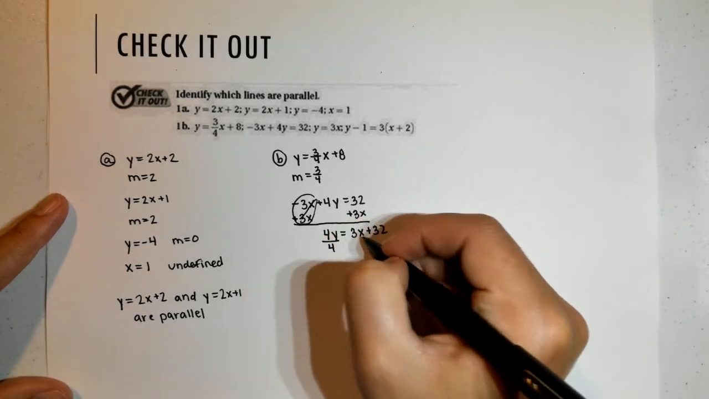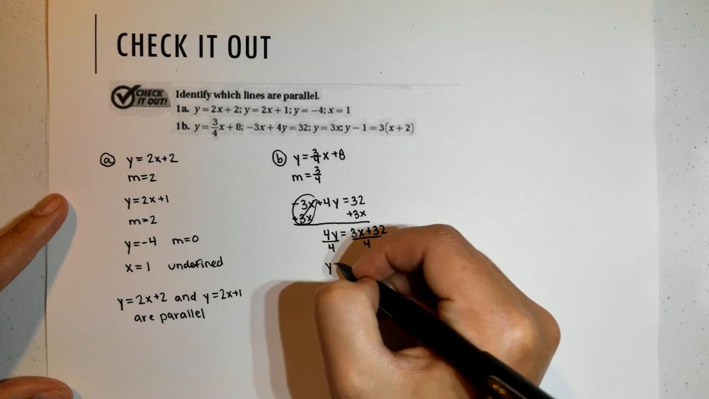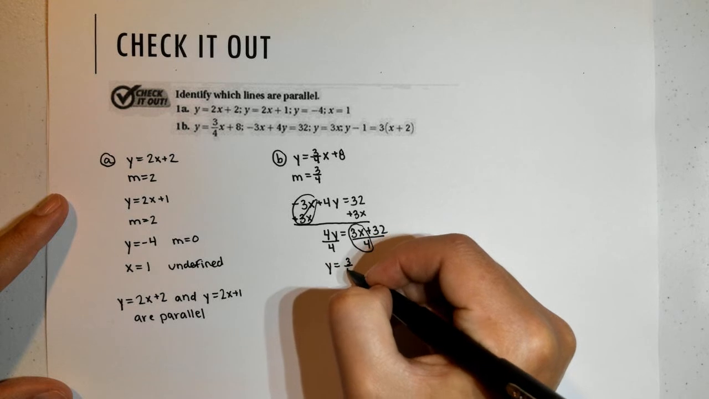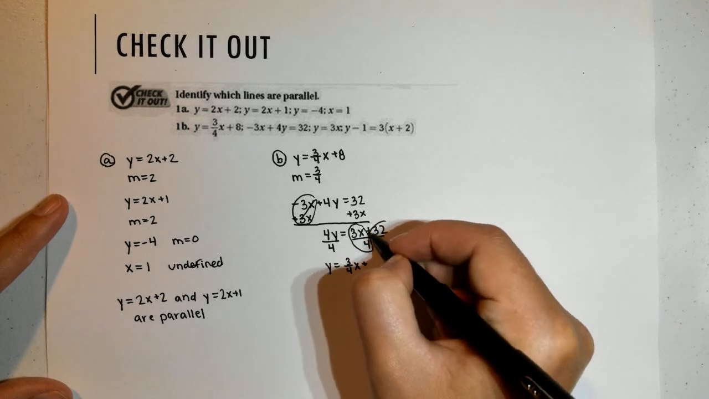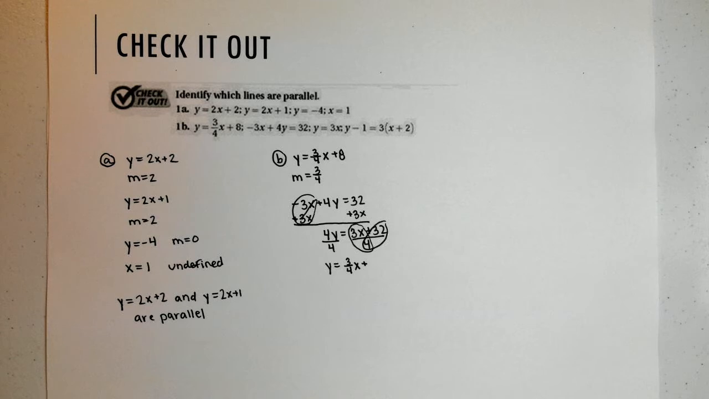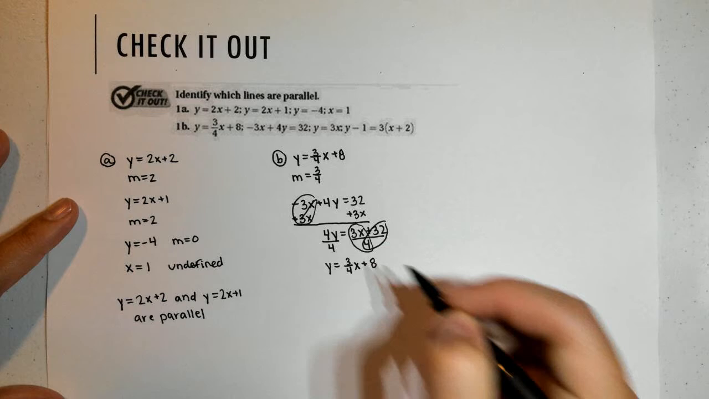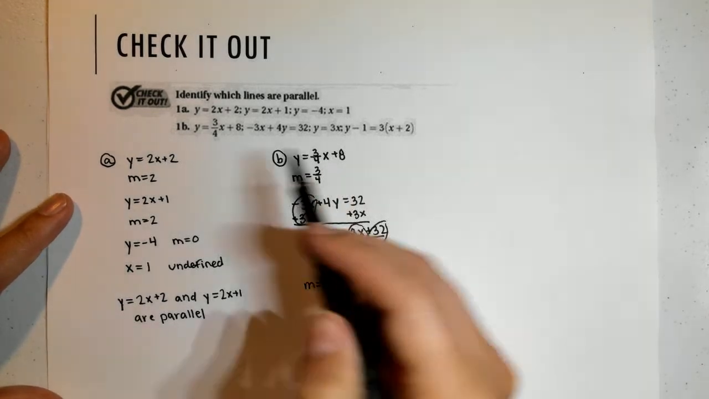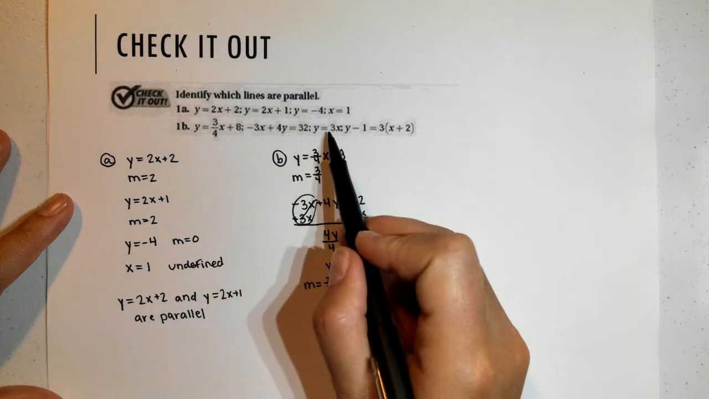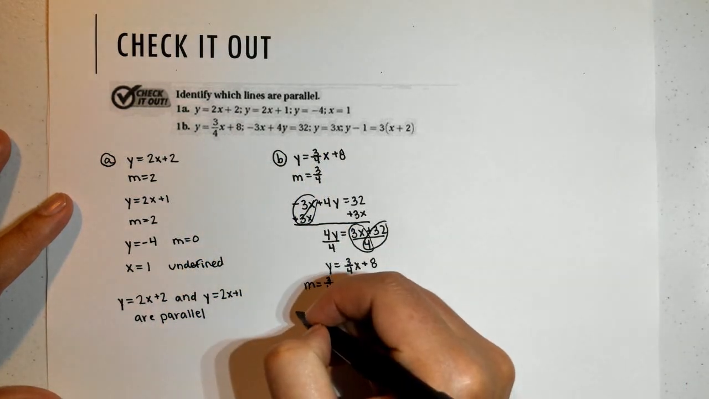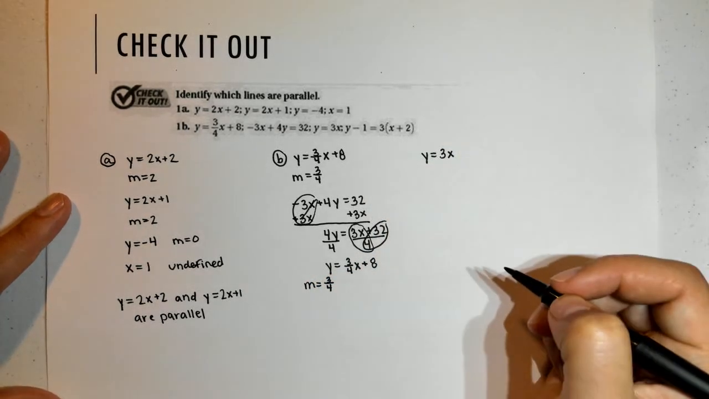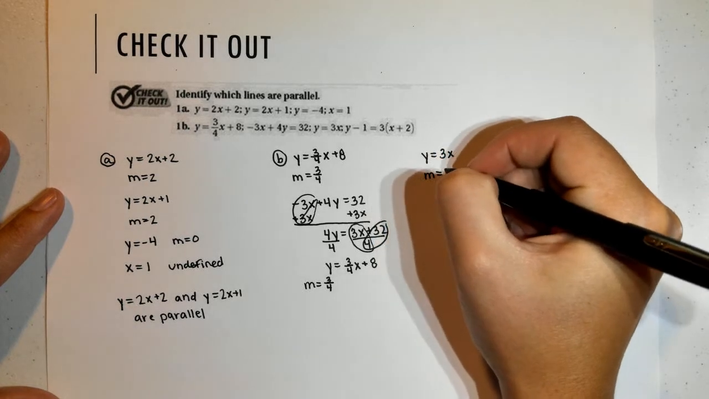Then I need to divide both sides by 4. So y equals, I'm going to break this into 2 parts. We're going to have 3/4 x plus, and then we have 32 divided by 4, which gives us 8. So here, my slope is 3/4. So we did our first equation, second equation, third equation, y equals 3x. Okay, slope-intercept form, my slope is 3.